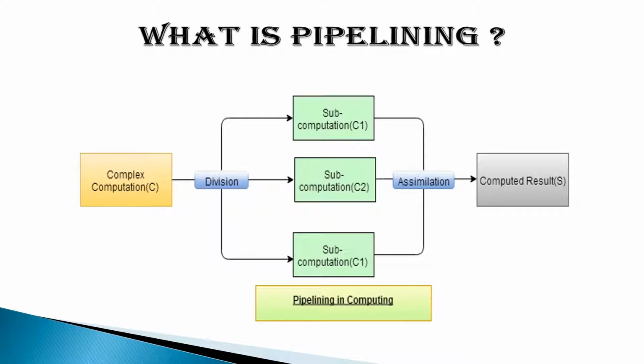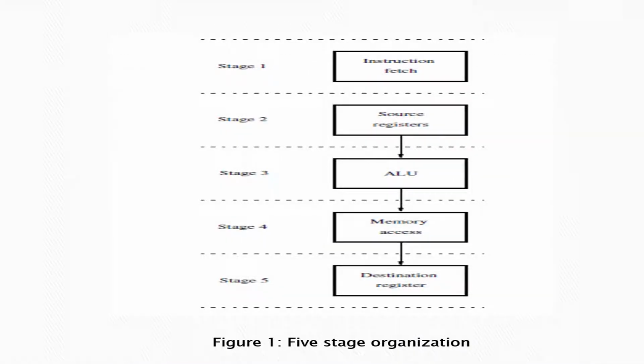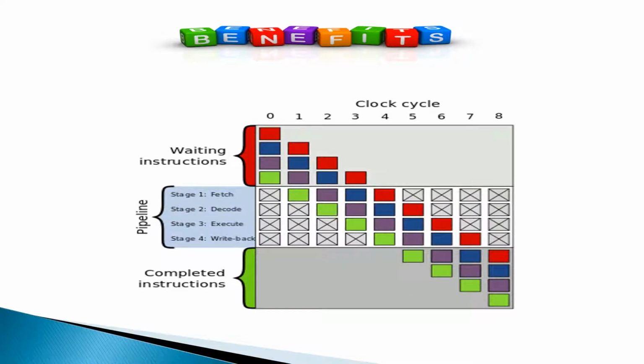In this mechanism, the process is decomposed into several sub-processes where each process is executed in a special dedicated segment that operates concurrently with all other segments. Consider a computer system with a 5-stage processor organization. This system allows only one instruction to be executed at a time. So this will take 5 clock cycles to complete the execution. Figure 1 depicts these 5 stages, namely fetch, decode, compute, memory, and write.